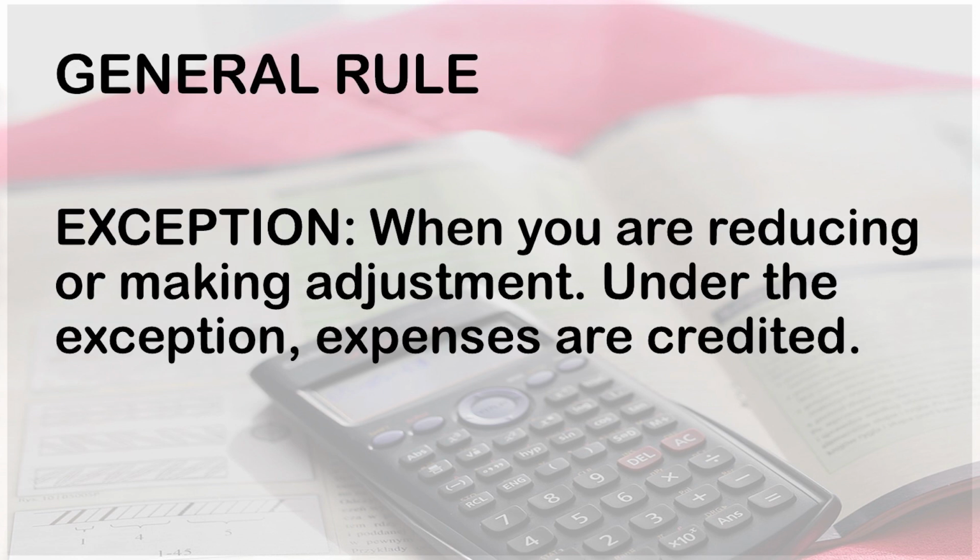Under the exception, in rule number 4, expenses should be credited when you are making deduction or reduction of expenses or you are making adjustment. In this situation, there is a recorded expenses on October 1 amounting to 50,000. Take note, at the end of the accounting period, especially at the close of the calendar year, December 31, the book should be closed. And therefore, the correct amount of expenses should be reflected.